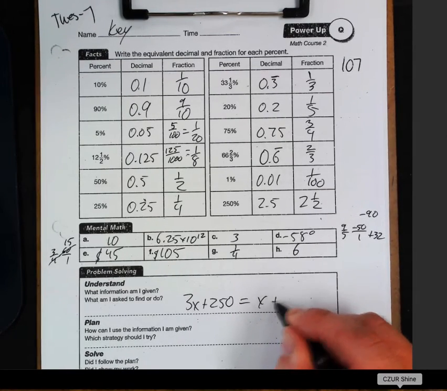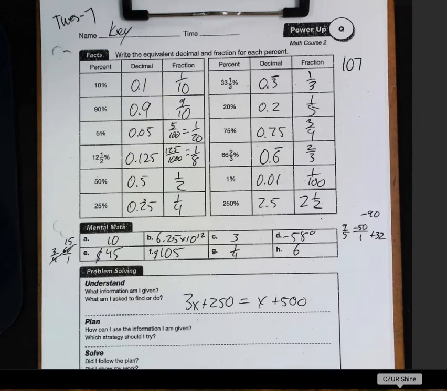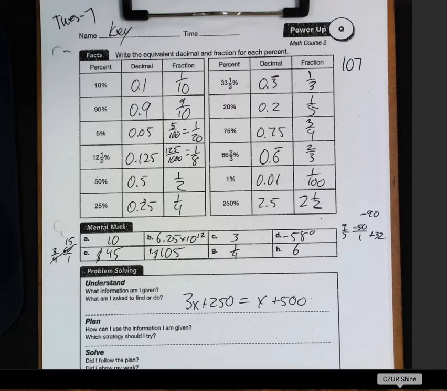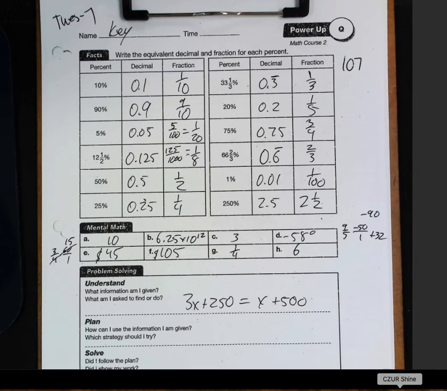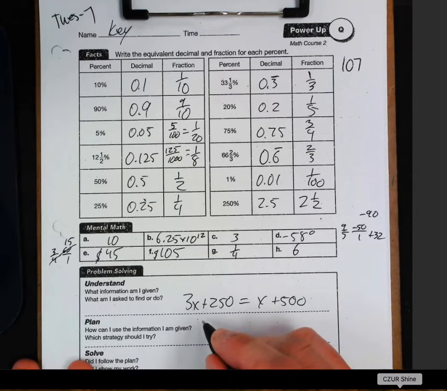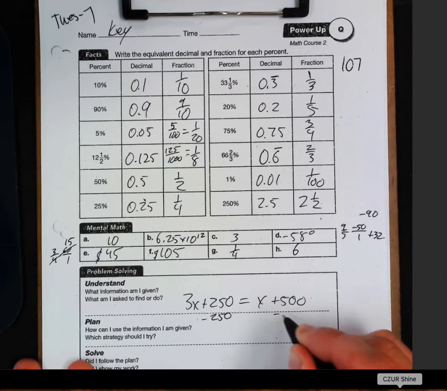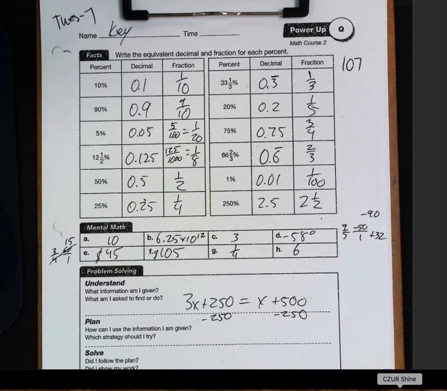X plus 5. Good. Okay, guys, remember that. We always give the number last. So 250 plus 3x is the same thing as 3x plus 250, but you're learning to write it properly. Algebra. You subtract 250 on the left and 250 on the right. Good.